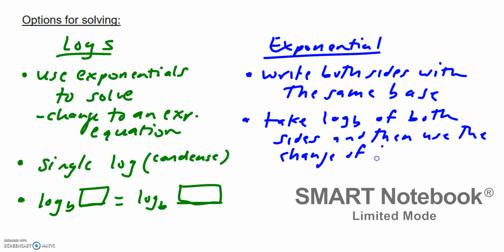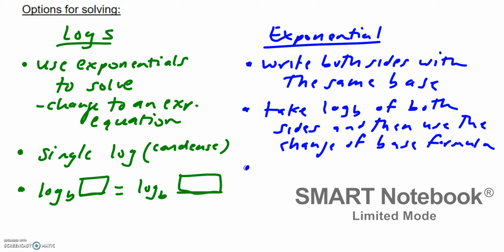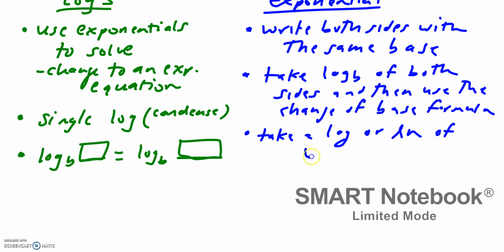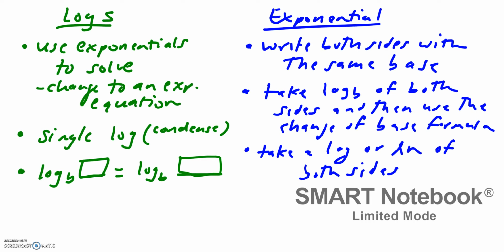Sorry about my handwriting. Easier said than done on this tablet. The last option is to take a log, which you're assuming is base 10, or ln, which you're assuming is base e, of both sides. And some of you might end up liking that the best because you don't have to deal with the change of base formula that way. But there's a lot of different options that we can work with. And again, having them written down now is going to help you later, especially when we get into more types of equations, which are about to start momentarily.